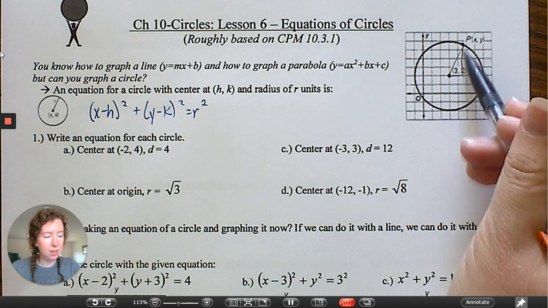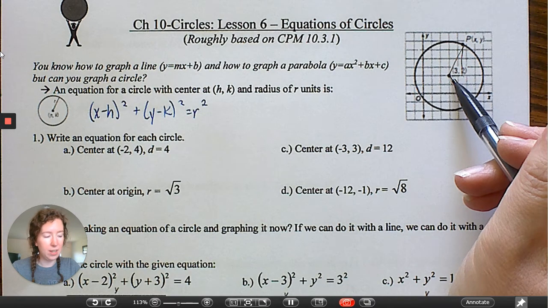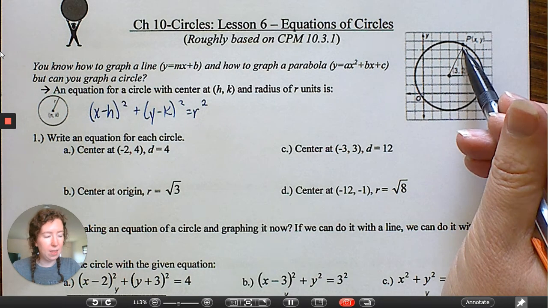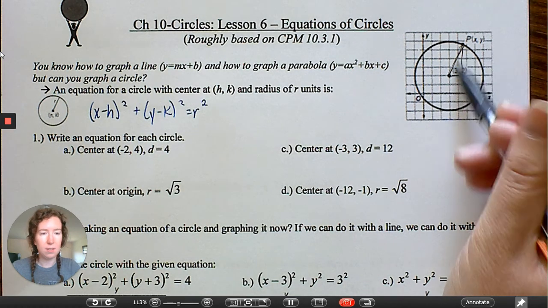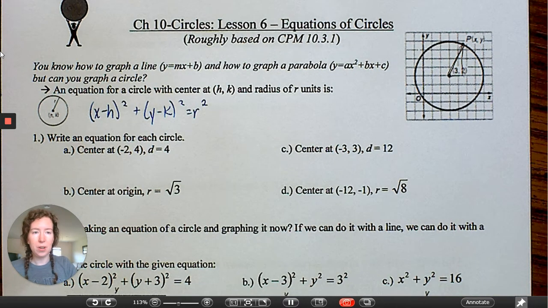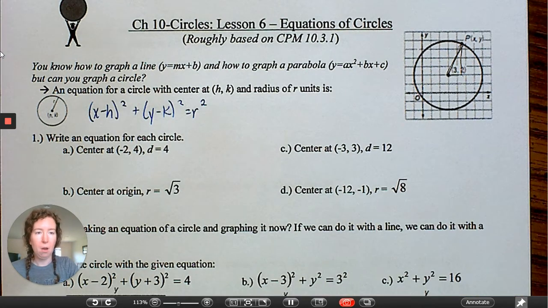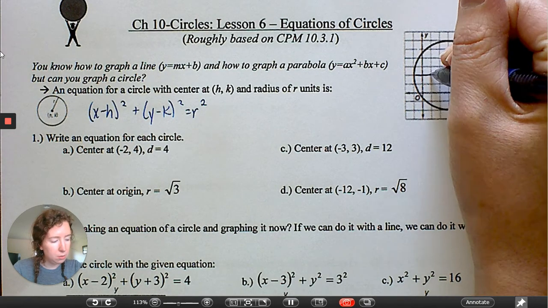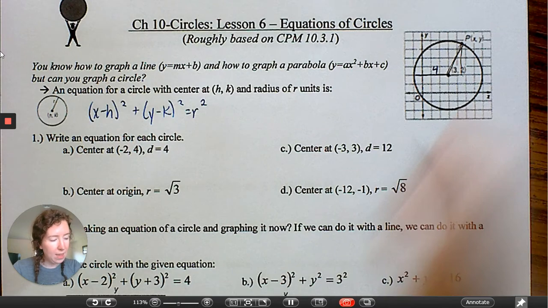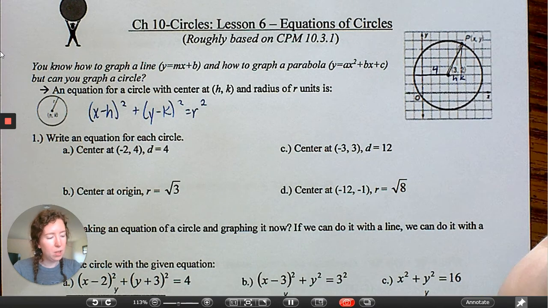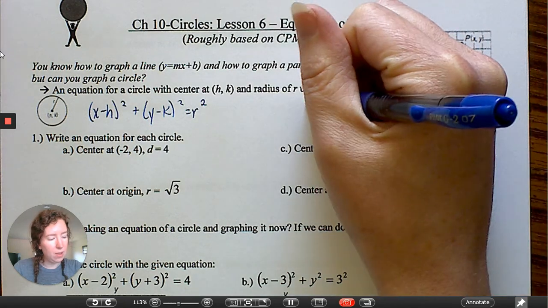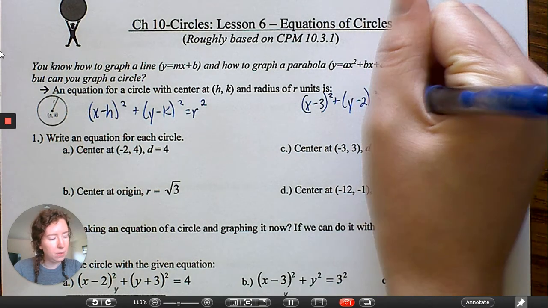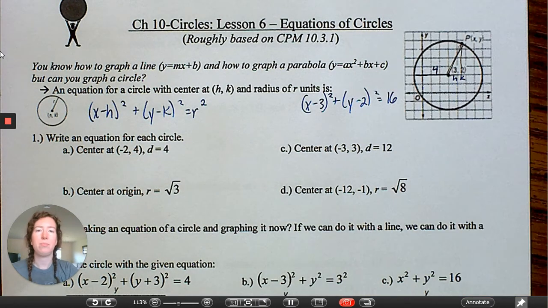Well, these lengths right here, if it's 3 over on your x-axis, it's x minus 3. And if it's 2 up on your y-axis, it's y minus 2. And then the radius here gives us our value. So if I wanted to write the equation of this particular circle, I can clearly see that the radius in this circle is, let's see, 1, 2, 3, 4 units long. And then if it's (3, 2), that's my h and my k. So this circle would have an equation of (x minus 3) squared plus (y minus 2) squared equals 4 squared, which is 16.